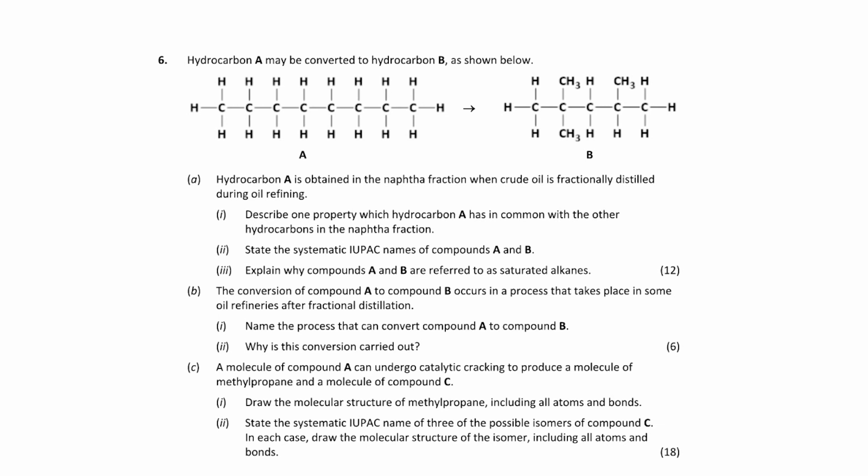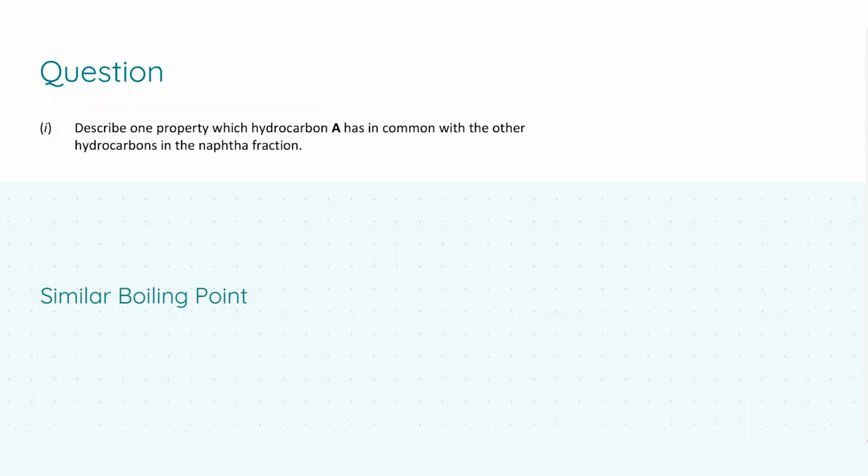So we'll fly in now to part A and part I, where they're asking us to describe a property of the hydrocarbons. So now part I, they're asking us to describe one property, so just the one, which hydrocarbon A has in common with other hydrocarbons in the naphtha fraction. So this is a question about fractional distillation and about your crude oil. And we know that at each level, they all come out, they all have a similar boiling point. So if hydrocarbon A is obtained in the same column as naphtha, we know they have similar boiling points.